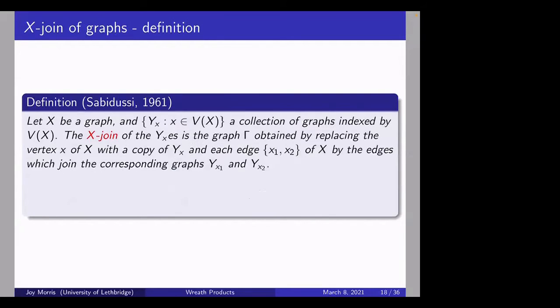So this was the idea of the X join of graphs. So X is going to be the first graph, and we take an X join of graphs. We take a collection of graphs Y sub x, where x runs through the vertices of that first graph. So this is a collection of graphs indexed by the vertices of X. Then the X join of this collection of graphs is the graph we get by replacing the vertex little x with a copy of the graph that was indexed by that vertex. And then we do exactly the same thing with the edges as before.